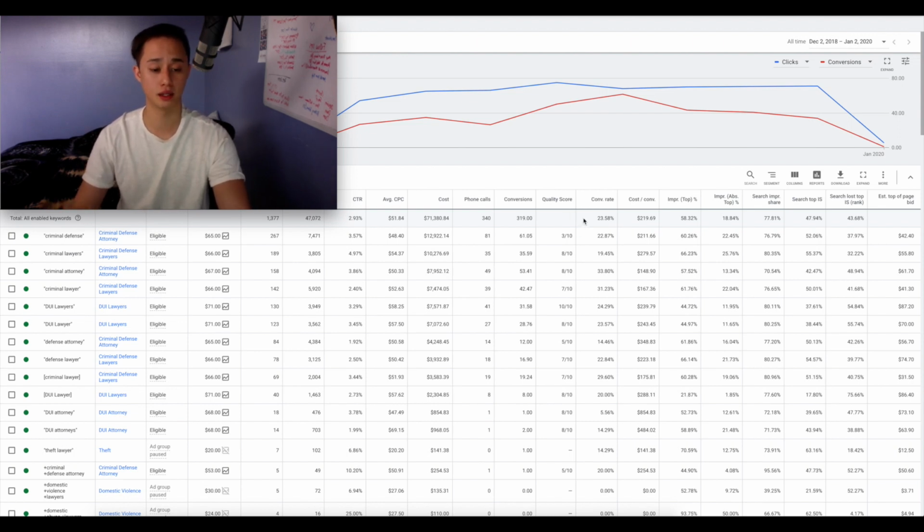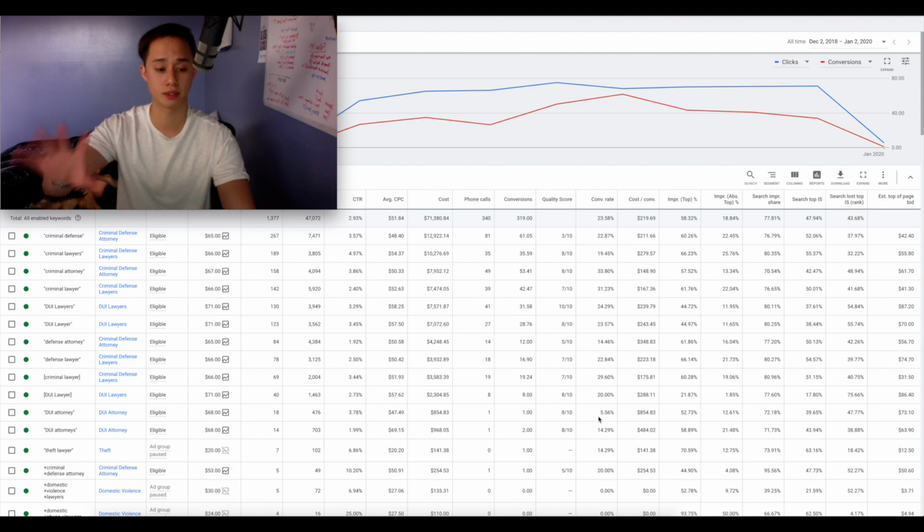But like I said, it only makes sense. For example, this keyword I should probably turn off, right? We got 18 clicks, and about 1 phone call out of it, 1 conversion. So it's not a very effective keyword. Even though it has a good quality score, it's still not profitable, right? That's something that I would look at even deeper. How can I make it more profitable? If not, I should just shut it down, turn it off on that specific keyword.